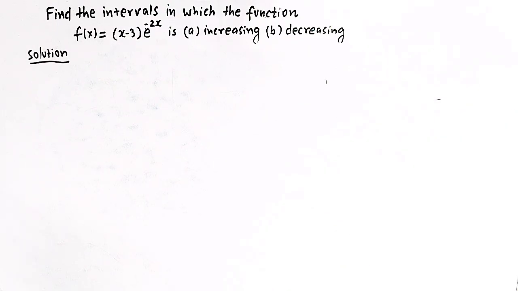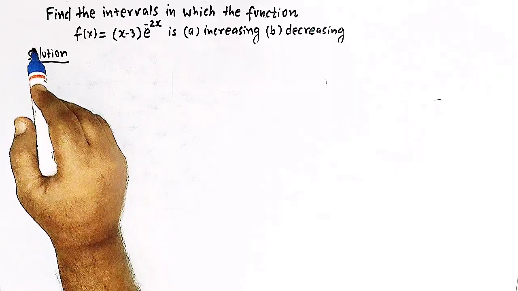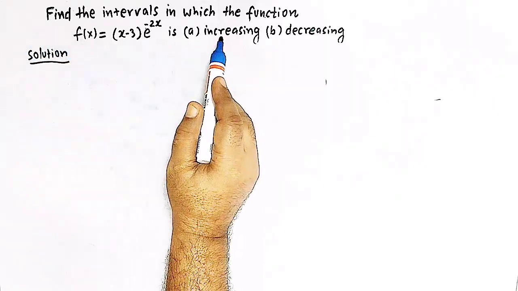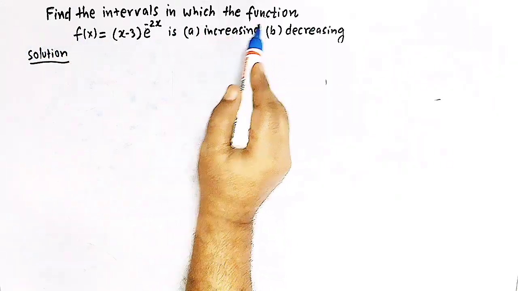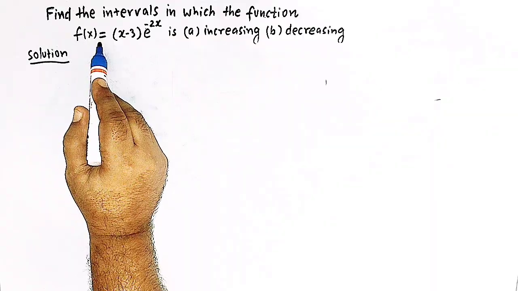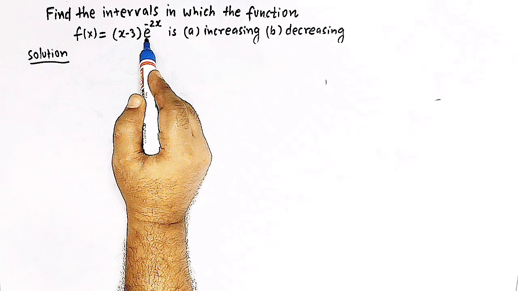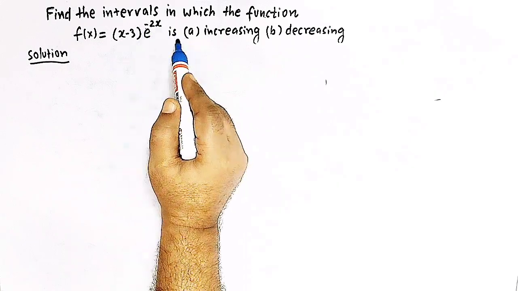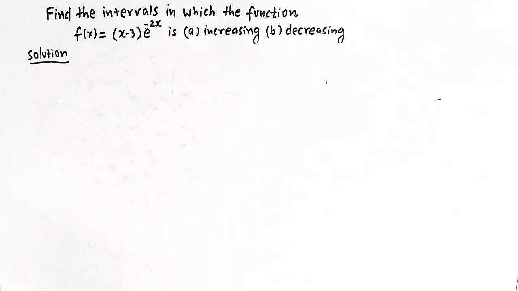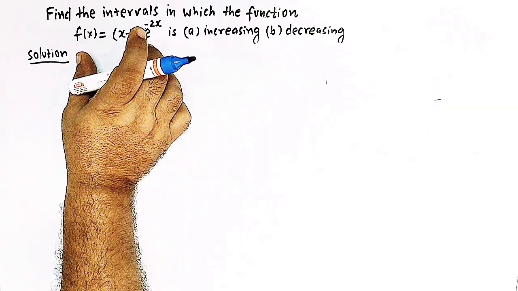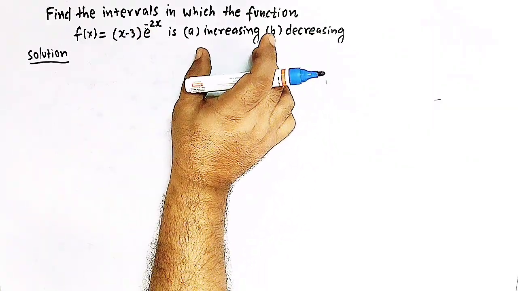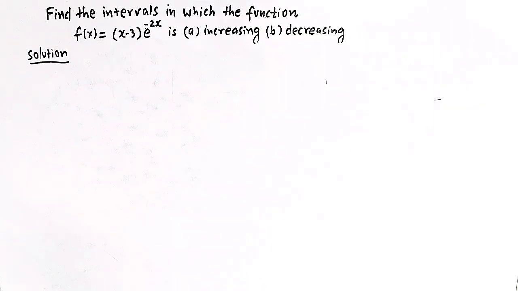Hello viewers, in today's session we are going to discuss another important and conceptual problem from increasing and decreasing functions. And here we are going to solve this problem where we have to find the intervals in which the function f of x, which is equal to x minus 3 times the exponential function e raised to minus 2x, is increasing and decreasing. So we have to find out the intervals where this function is increasing and decreasing, right?